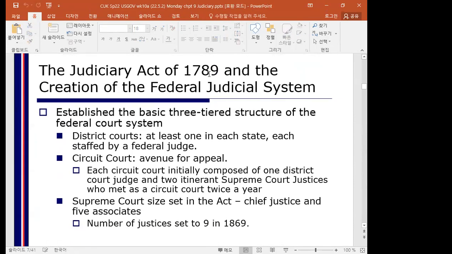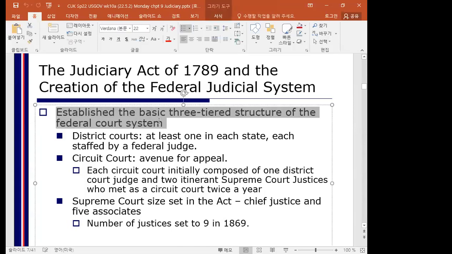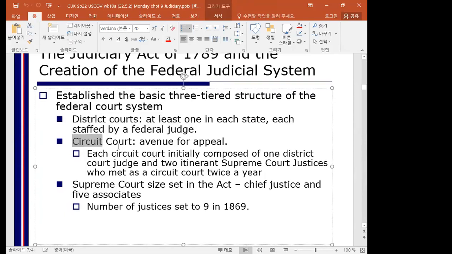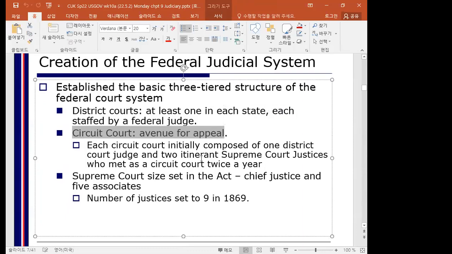So the Judiciary Act of 1789 and the creation of the federal judicial system established the basic three-tiered structure of a U.S. federal court system. At the district courts, at least one in each state, each staffed by a federal judge. A circuit court, this is an avenue for appeal. So again, the idea, of course, back then at the end of the 18th century, judges, particularly the appeal court judges, would ride on a horse and go on a circuit, hearing appeals.